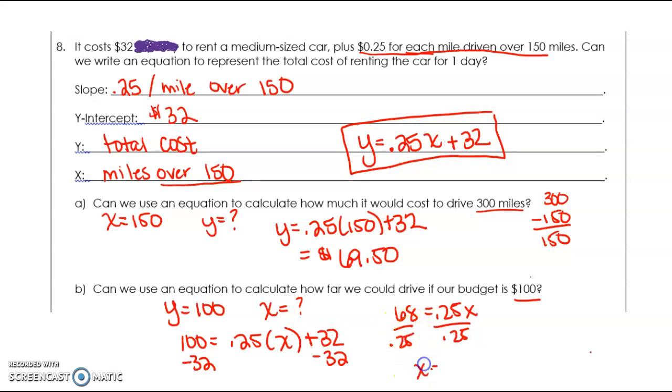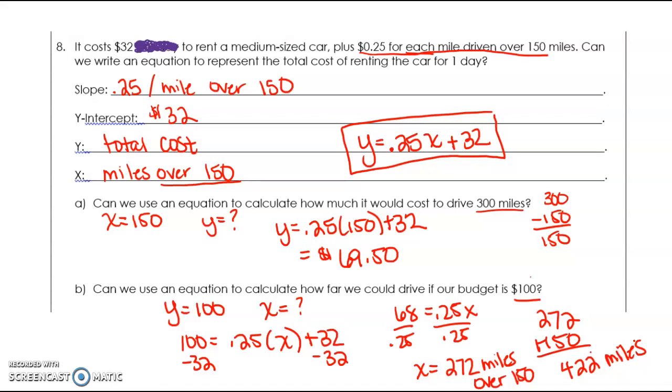and I can drive 272 miles over 150. So really, if I added those together, because I got 150 miles without being charged, I can actually drive 422 miles for $100.